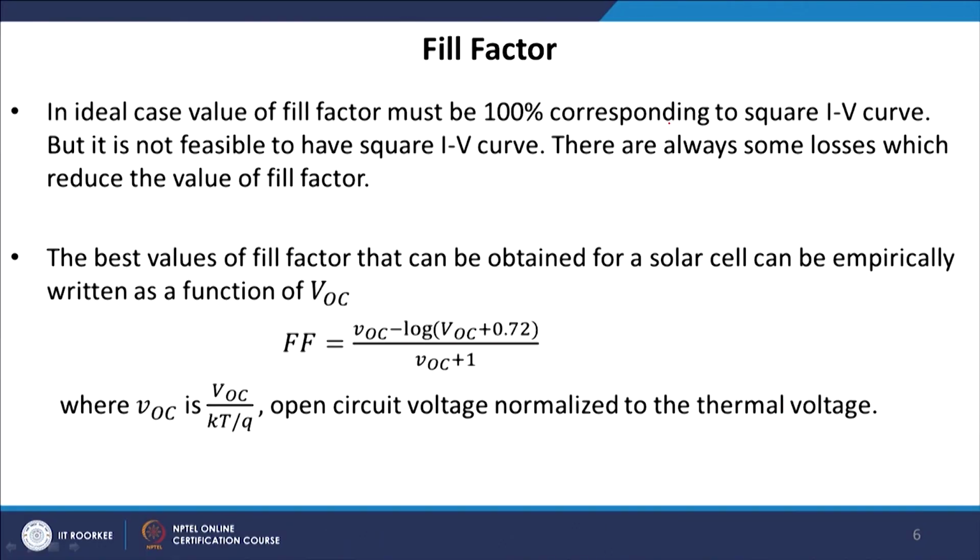The best value of fill factor that can be obtained from a solar cell can be empirically written as a function of the open circuit voltage. So you can write the fill factor as v_oc minus log of (v_oc plus 0.72) divided by (v_oc plus 1). That means if we know the open circuit voltage, we can calculate the value of the fill factor, where v_oc is VOC divided by kT by q. It is the open circuit voltage normalized to thermal voltage. So this v_oc is not the open circuit voltage, but the normalized open circuit voltage.